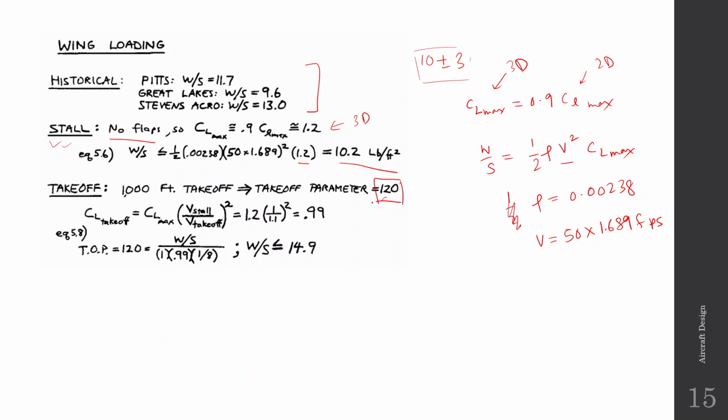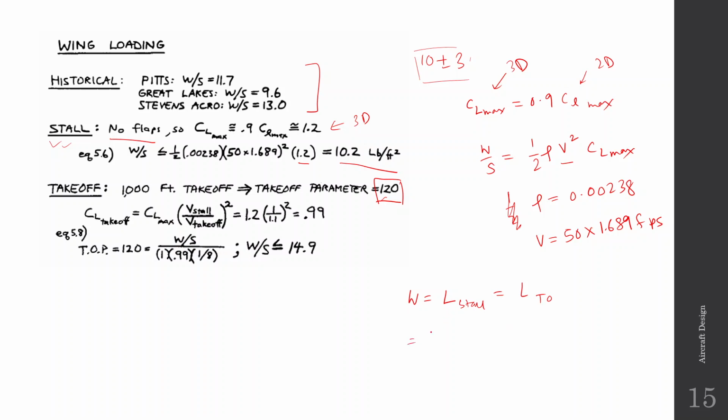From the chart, he has taken the takeoff parameter as 120, and then you have to calculate the CL at takeoff. So over here, he has used this relationship that the weight of the aircraft will be the same only. During stall and during takeoff, the lift will be balancing the weight, right? So the weight is equal to the lift at stall, and it is also equal to the lift at takeoff.